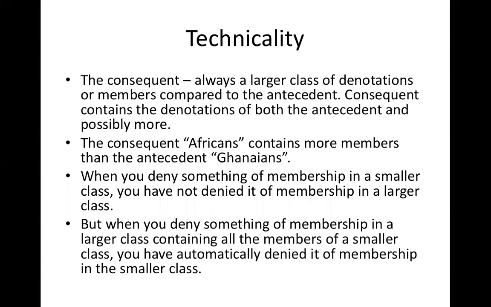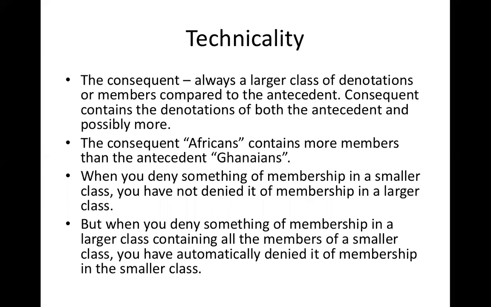But when you deny something of membership in a larger class containing all the members of a smaller class, you have automatically denied it of membership in the smaller class. So if you say all Ghanaians are Africans, and you say Peter is not an African, automatically he's not a Ghanaian, because you said all Ghanaians are Africans.